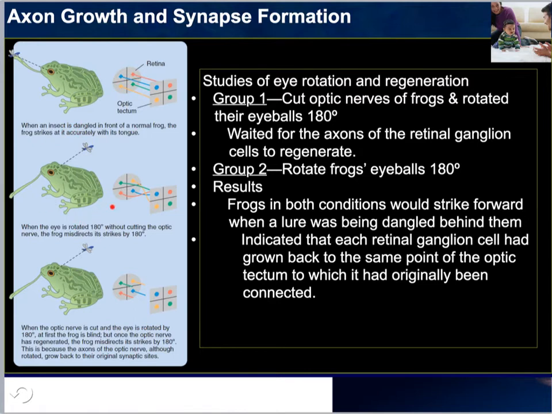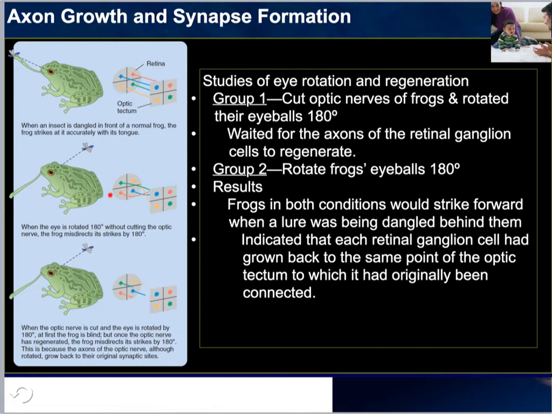However, when the rotation had been made, and you see how blue is now at a different place, the frog would actually misdirect its strikes by 180 degrees. And so you could see that while the insect is over here, the frog would be striking on this end.